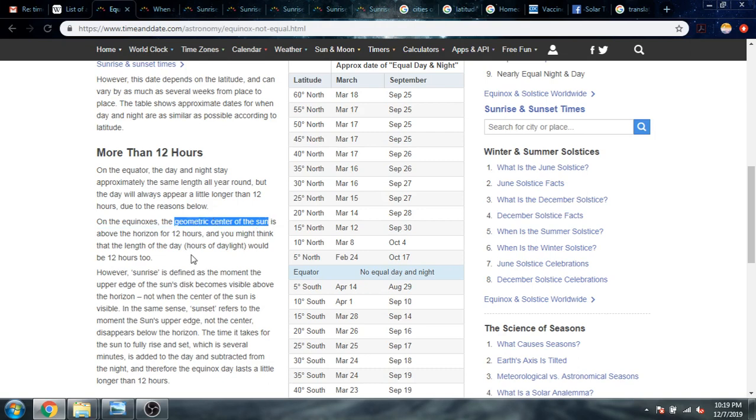And they measure time not by the geometric center. You'll read here, they define sunrise as the moment the upper edge of the sun's disk becomes visible above the horizon. And so likewise for determining equinox events, it's when the edge of the sun is crossing the equator, or the celestial equator.